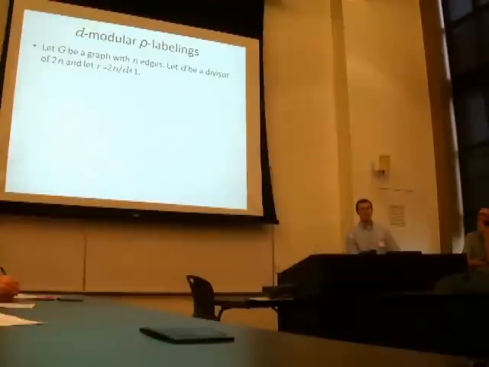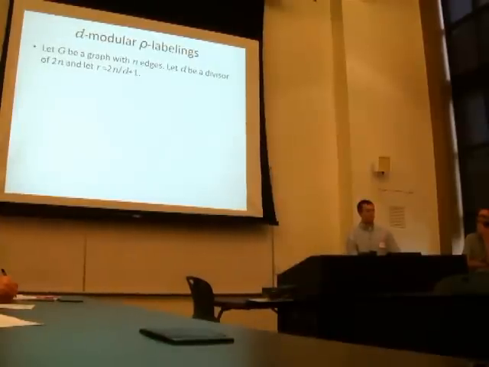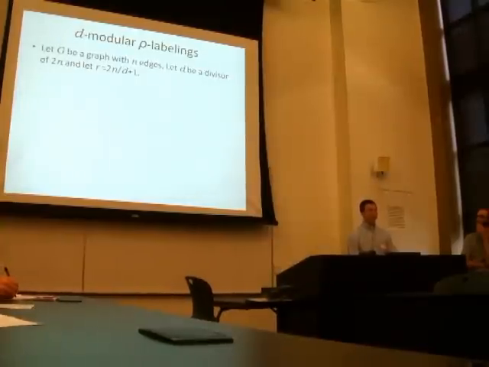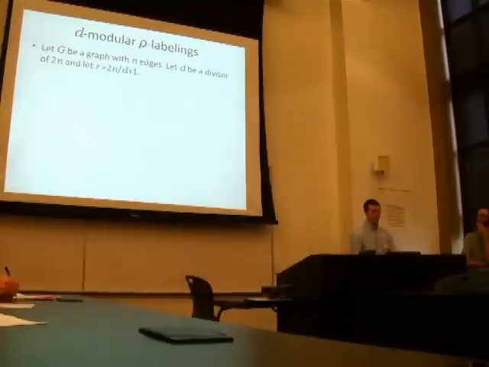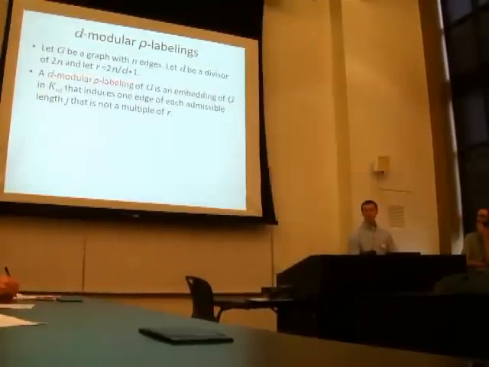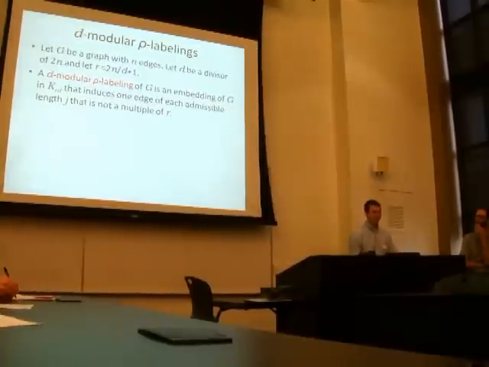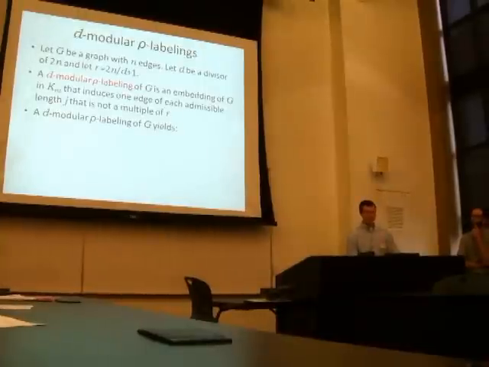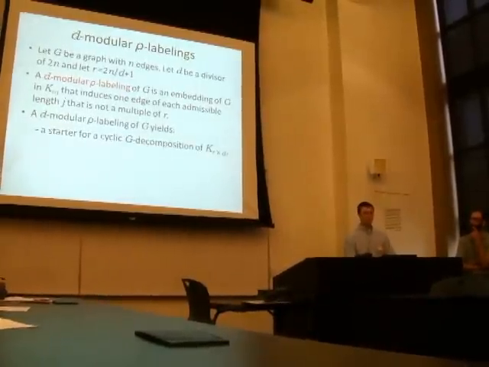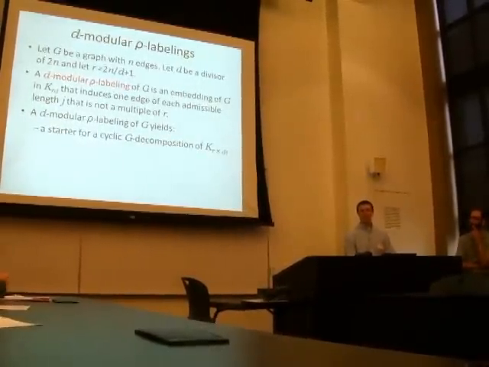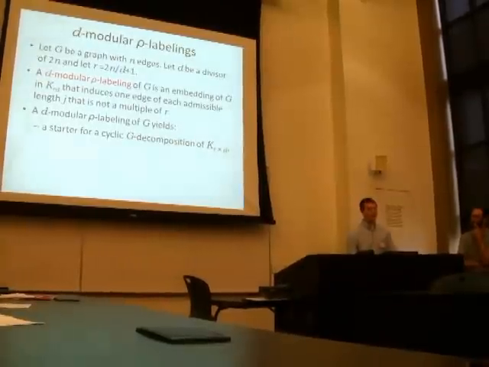This idea leads to the concept of d-modular row labelings. So if we let G be a graph with n edges, let D be a divisor of 2n, and R equal 2n over D plus 1, then a d-modular row labeling of G is an embedding of G in KRD that gives us one edge of each admissible length that's not a multiple of R. So d-modular row labelings give us, not only, as we said, a starter for a cyclic G decomposition of KR cross D, but we also get more.